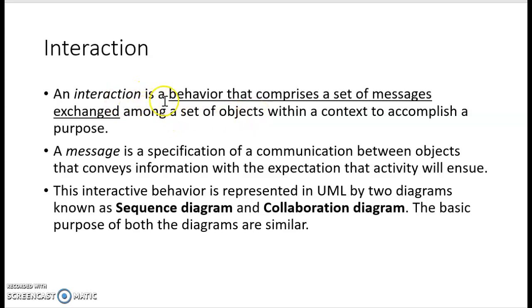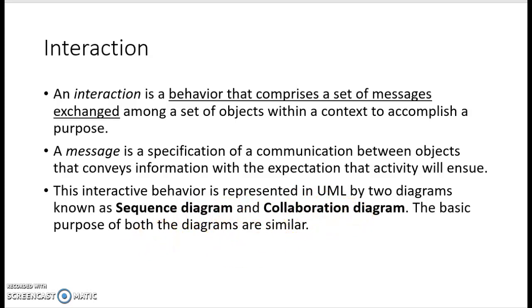What is meant by interaction? Interaction is a behavior which comprises a set of messages which are exchanged between the objects. So what is a message? Message is the specification of communication between the objects. Interaction behavior is represented in UML by two types of diagrams. One is the sequence diagram and the other is the collaboration diagram.